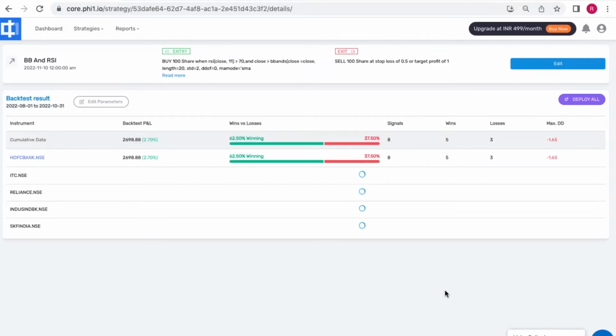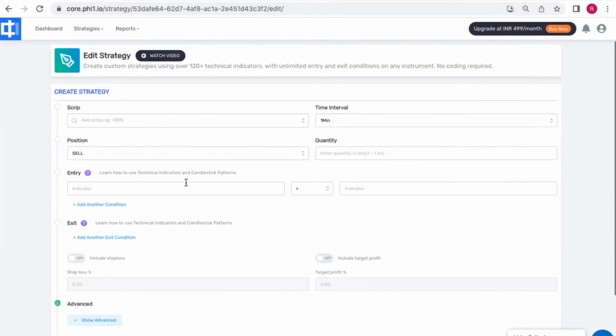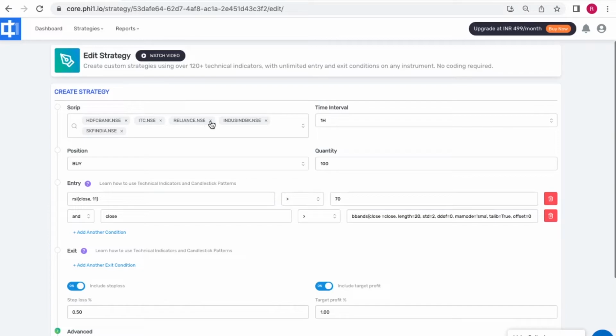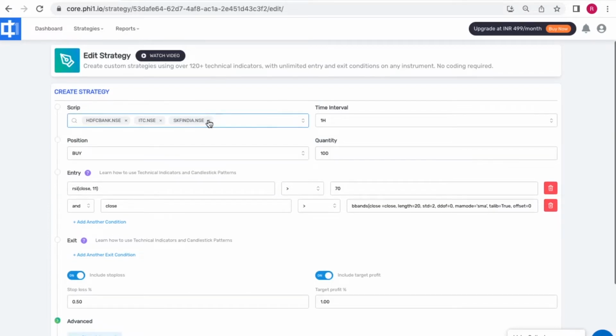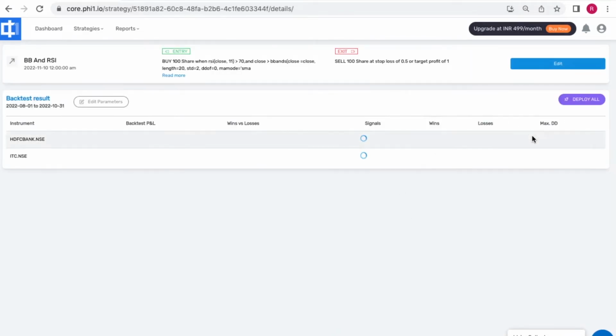Now while we're waiting for our backtest results, typically, I use a criterion that I want my trades to have at least a 50% win rate. Over here, I have two scripts which are meeting that criterion, that is HDFC Bank and ITC. So I'm going to go edit my form and remove these three scripts that I don't want to go ahead with, keeping everything else the same. I'm going to check the backtest results again.